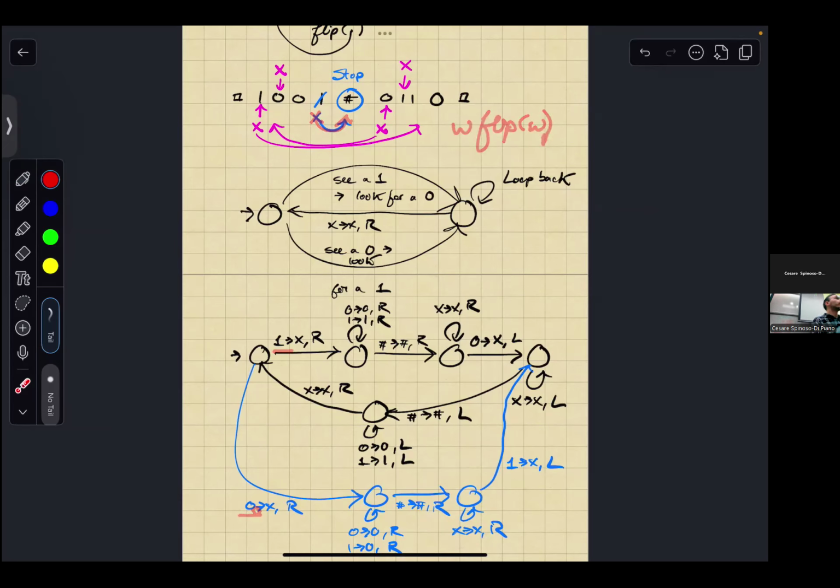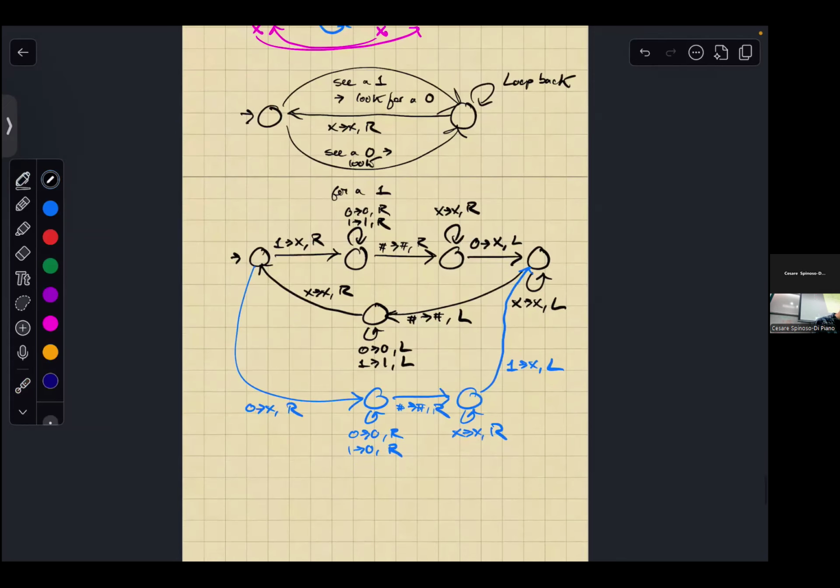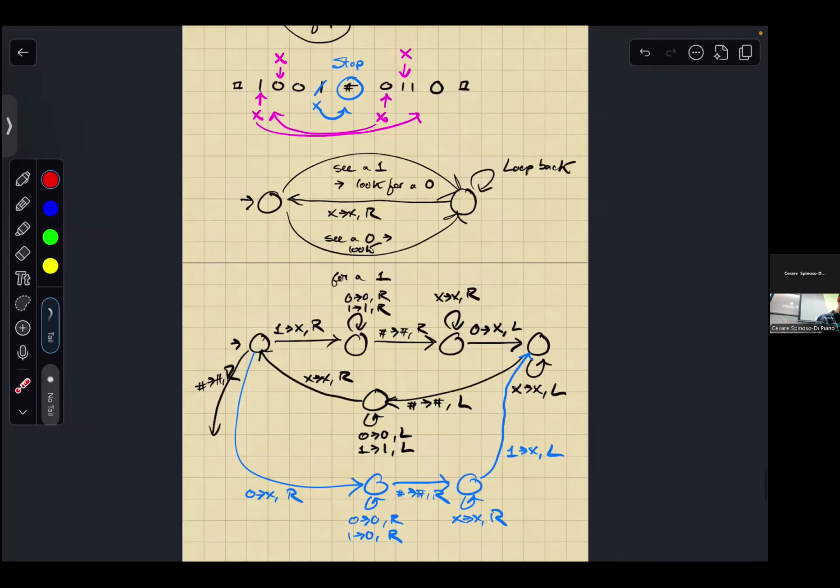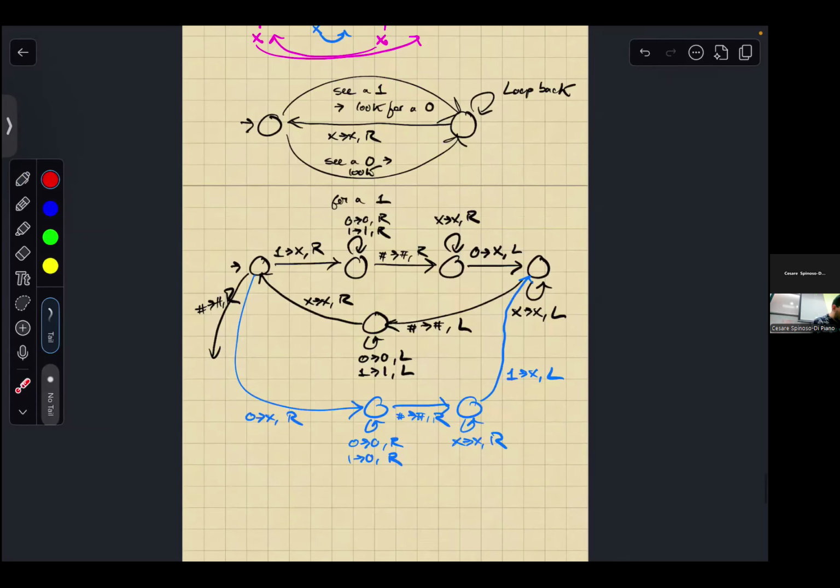I have the hash to tell me, okay, yes, I have reached the sort of middle. So if I see the hash at this point, then I should just check that I have x's and then a blank. So that's what I'm going to do. I'm going to loop through the x's. And the only way that my Turing machine is going to accept is if I see a blank.